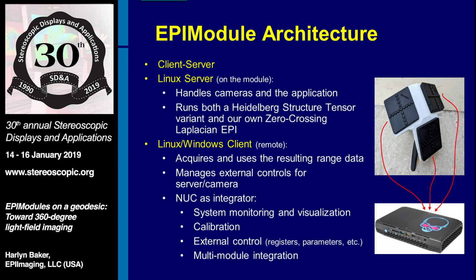The architecture is client server. On the server side, which is the module, it handles the cameras. It handles the application we have. A couple of methods are running at the moment. One is the structure tensor EPI variant that Heidelberg put together over the last few years, and they've done some quite interesting light field work with it. Mine's a slight variant of that, where I use zero crossings to filter and only use the places where there's a feature, not just everywhere. And then my own zero crossings, which is the original EPI work from the 80s, has been put onto this thing in a bit of a different way too.